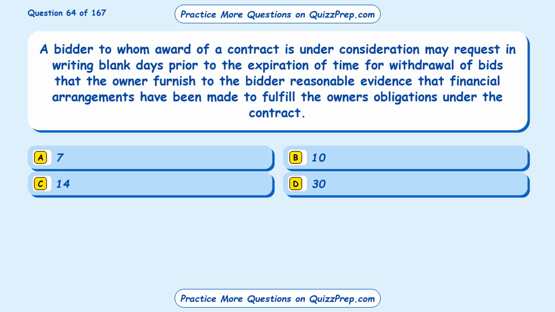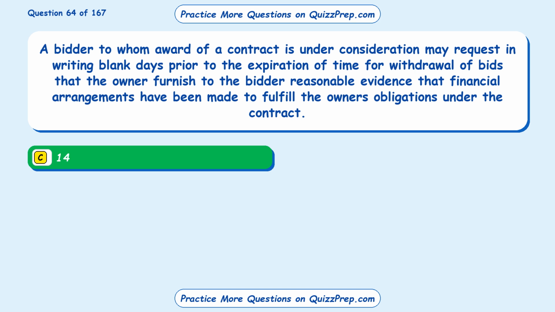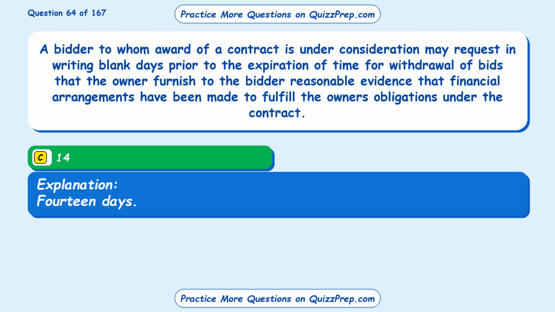Question 64. A bidder to whom award of a contract is under consideration may request in writing blank days prior to the expiration of time for withdrawal of bids that the owner furnish to the bidder reasonable evidence that financial arrangements have been made to fulfill the owner's obligations under the contract. Option A, 7. Option B, 10. Option C, 14. Option D, 30. The correct answer is option C, 14. 14 days. Question 65.